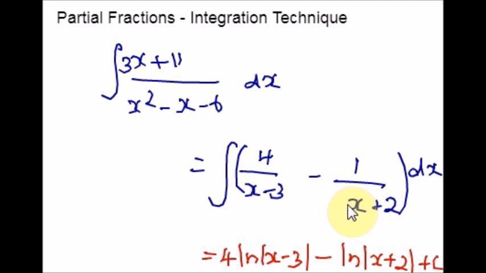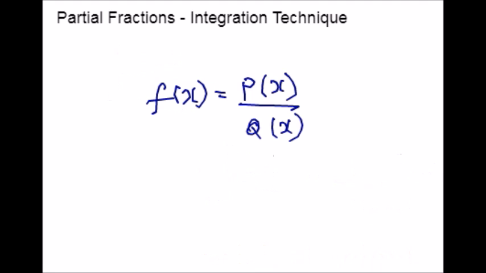We will start with the rational expression in this form. Here both p of x and q of x are polynomials, and the degree of p of x is smaller than the degree of q of x. Recall that the degree of a polynomial is the largest exponent in the polynomial. Partial fractions can only be done if the degree of the numerator is strictly less than the degree of the denominator. This is an important point to remember.